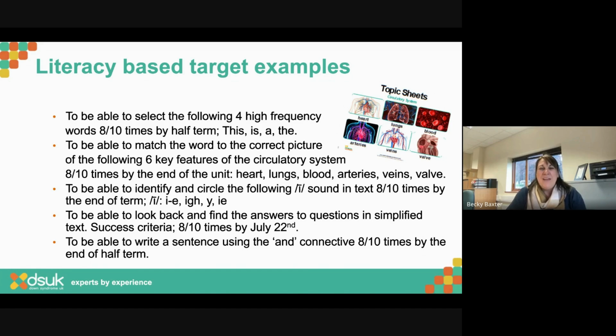And then my final one on there, to be able to write a sentence using the and connective 8 out of 10 times. I've kind of got a speech and language one in there as well. That's what I'm working on in speech and language. I'm going to bring that into all of my written work, because we haven't got enough time to go off and do all these targets separately. Need to be doing them in the class when I'm doing my work. These are my targets. This is what my learning is all about. I'm going to be practicing those.